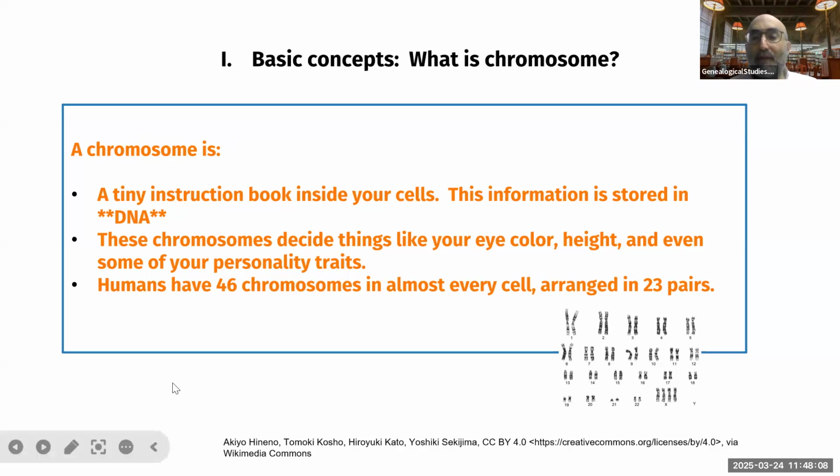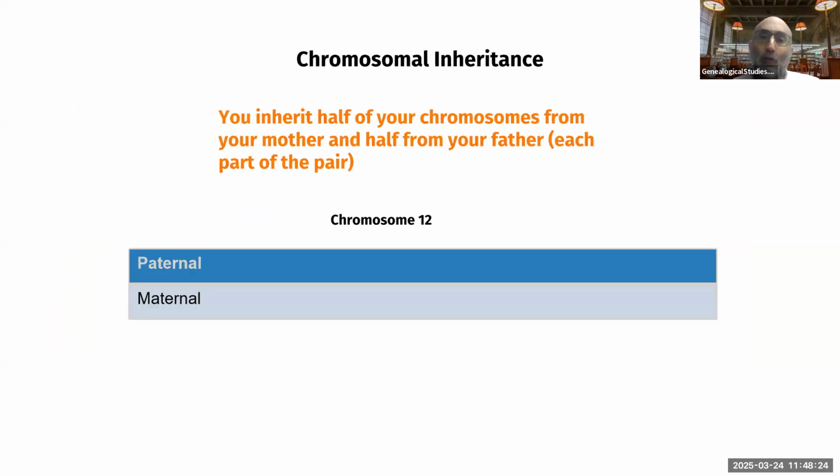And this graphic down here shows how the chromosomes look in the cell. And you'll note that some chromosomes are bigger than others. That's why when you see a chromosome map, some chromosomes are longer than others on the map. So you inherit half of your chromosomes from your mother and half from your father. And each of those chromosomes makes a part of the pair.